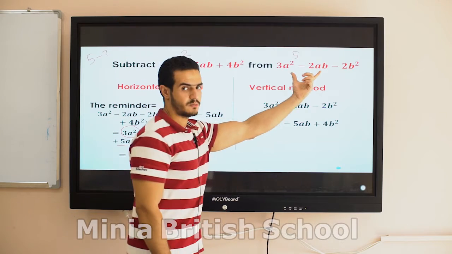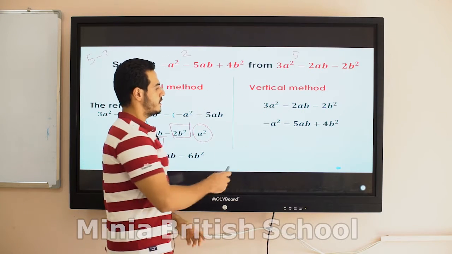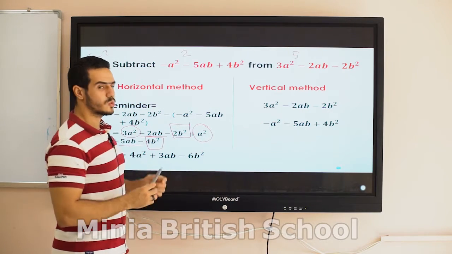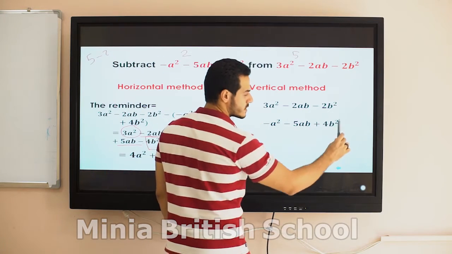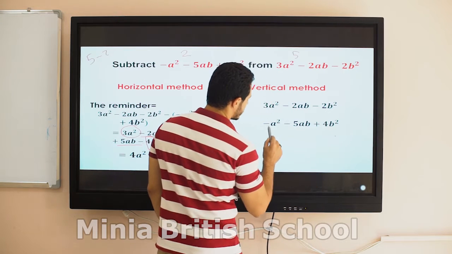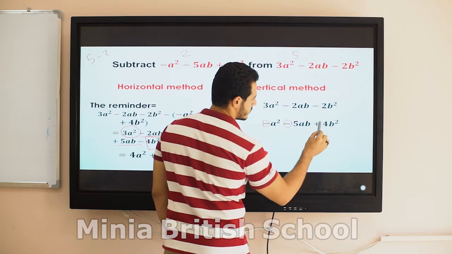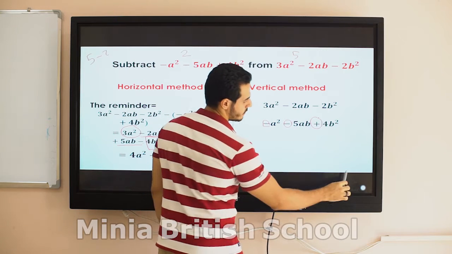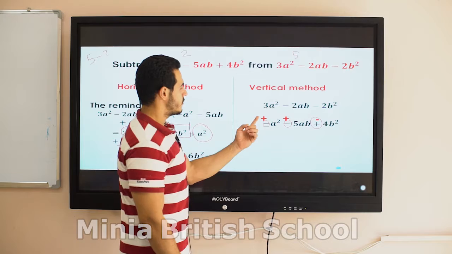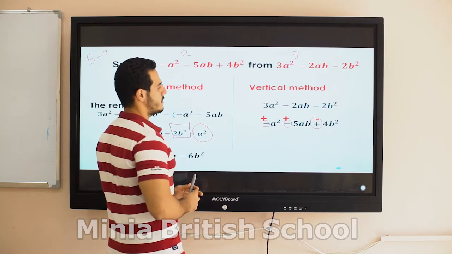Write the second expression at first and the first in the second line. Okay? He wants to subtract. When he wants to subtract, I will inverse all signs of the second one. So this is negative, will be positive. This is negative, will be positive. This is positive, will be negative. Okay? Like this. Positive, positive, negative. Now, add them.